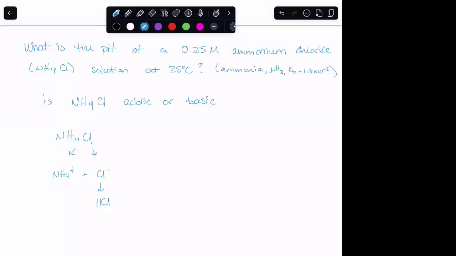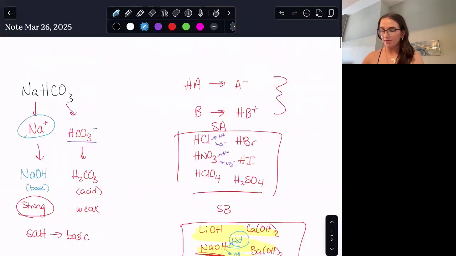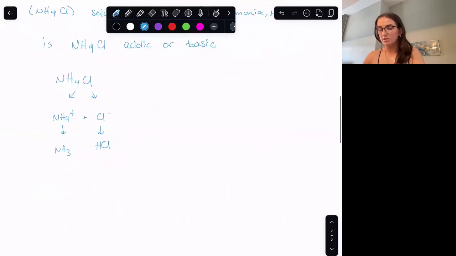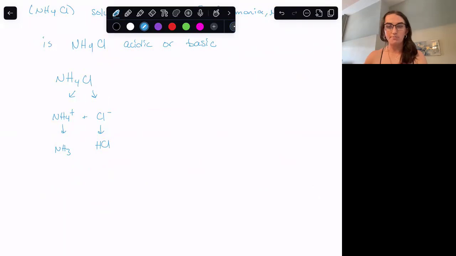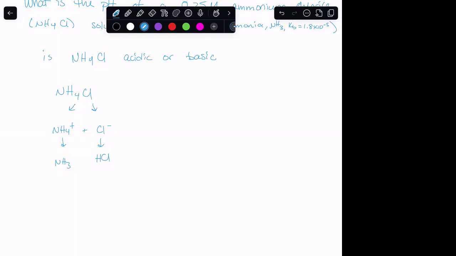But what does NH4 plus come from? NH3. We have the plus, which means we have to go back to our bases and acids up here. If we have the HB plus, that means the base is now protonated. So we need the base that it comes from, which is going to be ammonia. So what is ammonia? Is that a strong base or a weak base? Weak base. This is a weak base.